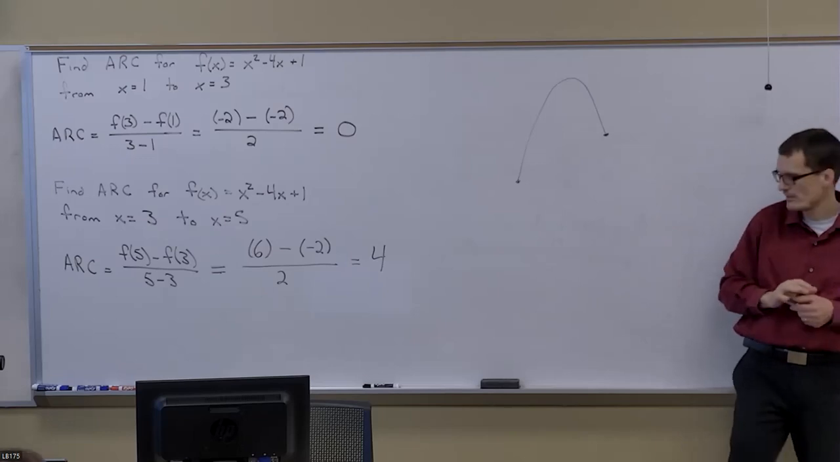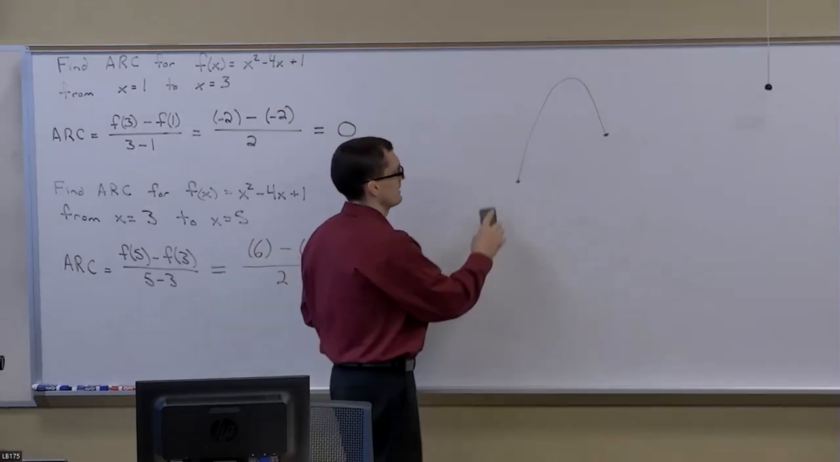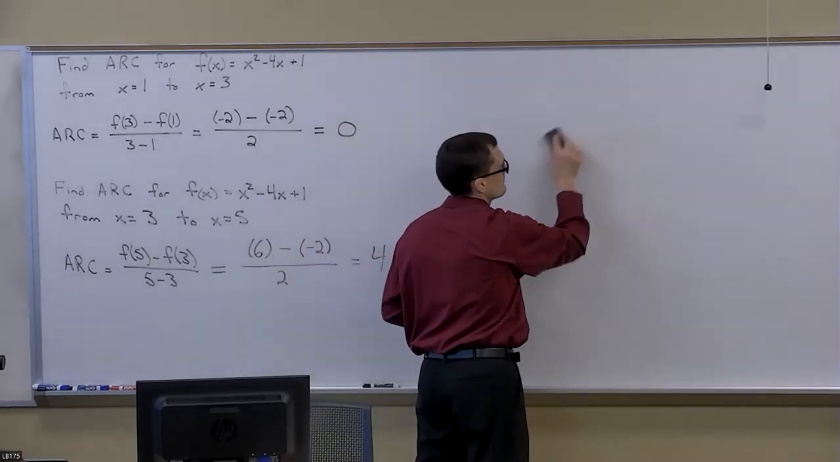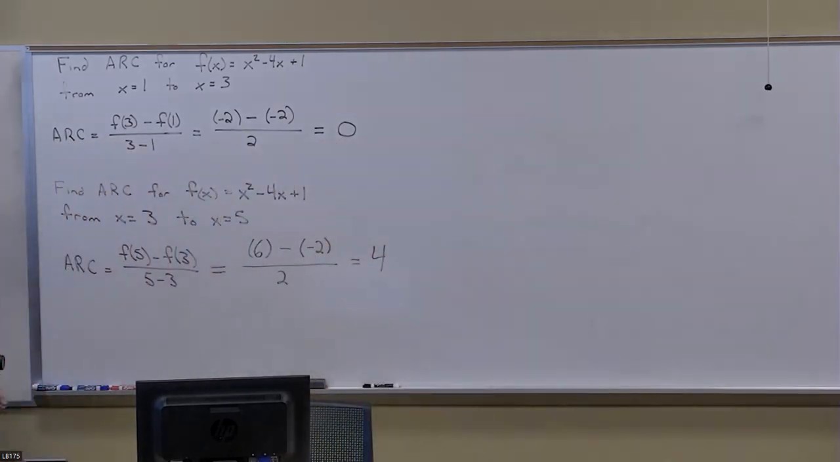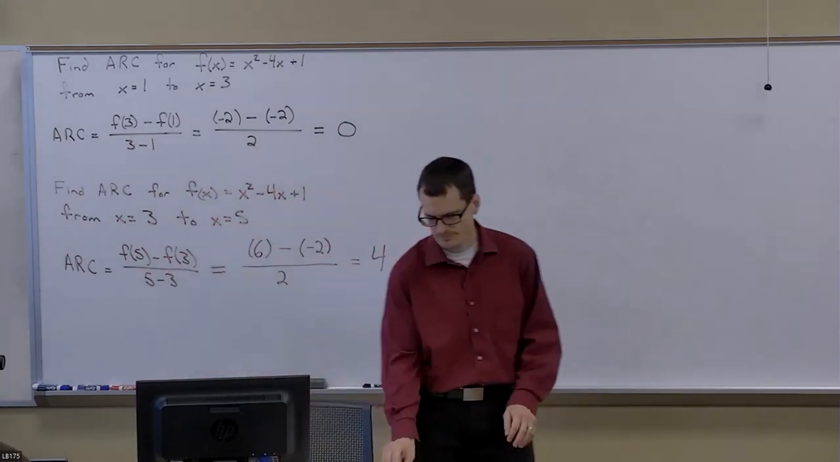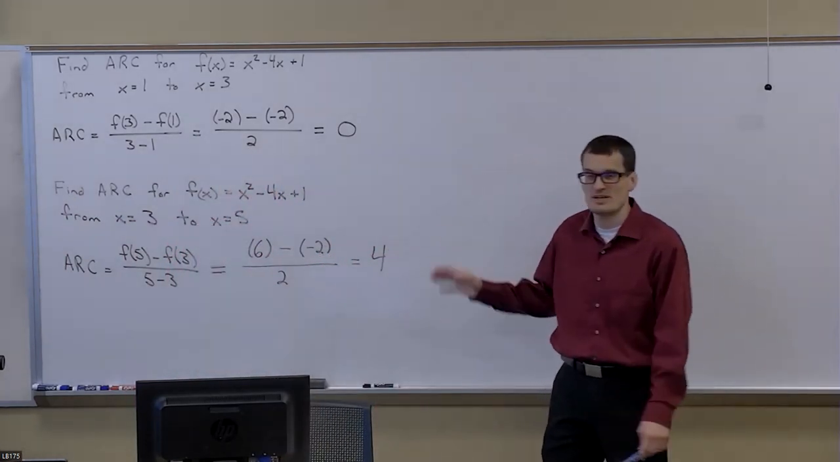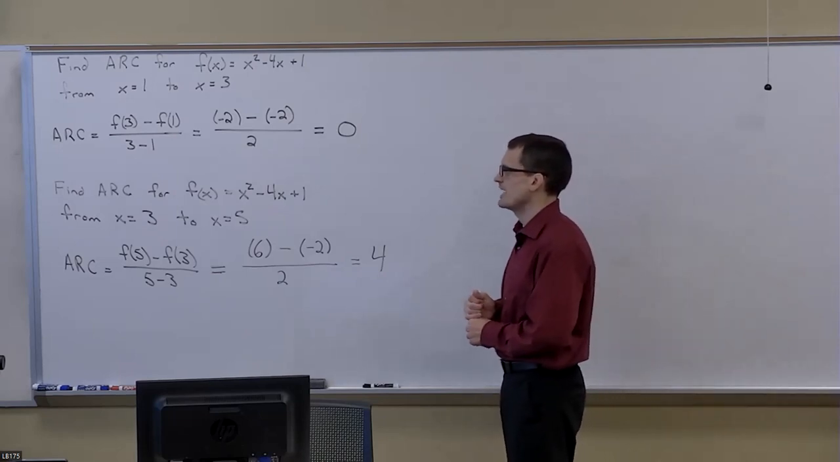So that's just kind of like constant. 0 doesn't mean we're always constant. 0 just means on average it's 0. So the increases and the decreases could cancel each other out. But it means to have average rate of change is 0. Questions about that?